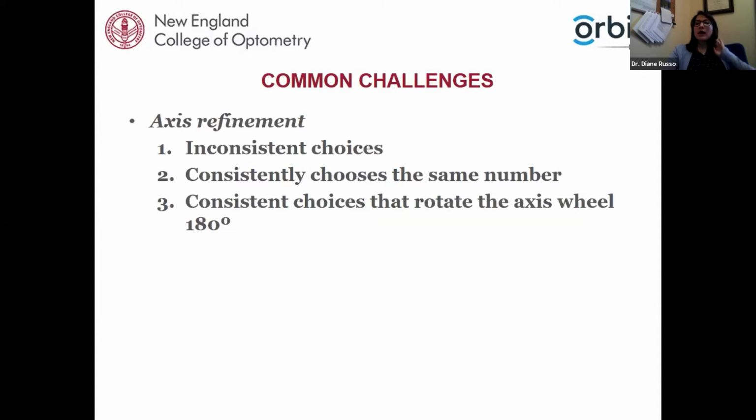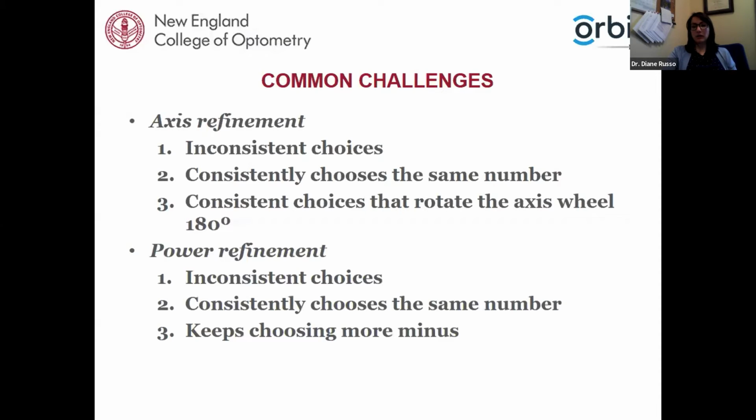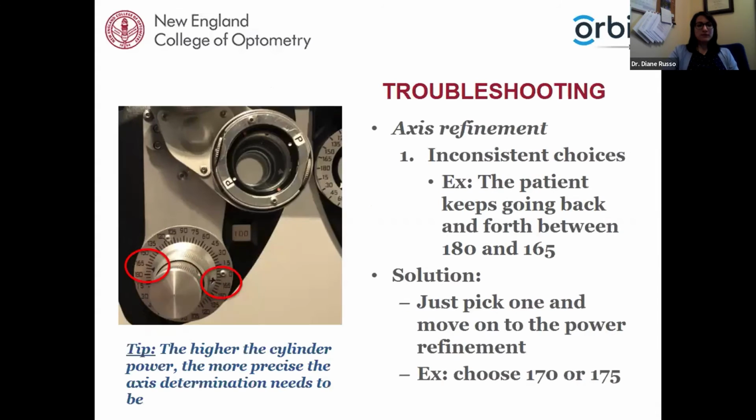So when we're talking about the cylindrical refinement, there's the axis and the power pieces. And so I'll go through some of the common challenges that you may encounter and need to troubleshoot when you're doing the axis refinement and then the power refinement. And there are similarities between the two, and they can be handled similarly as well.